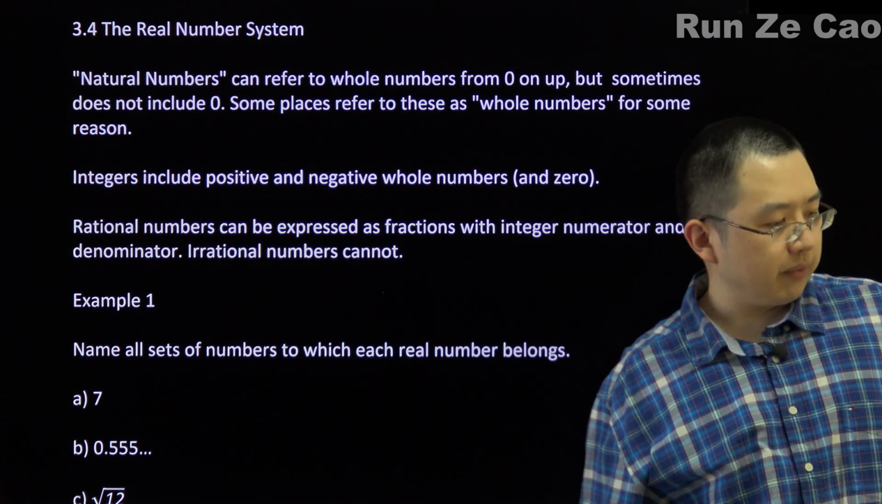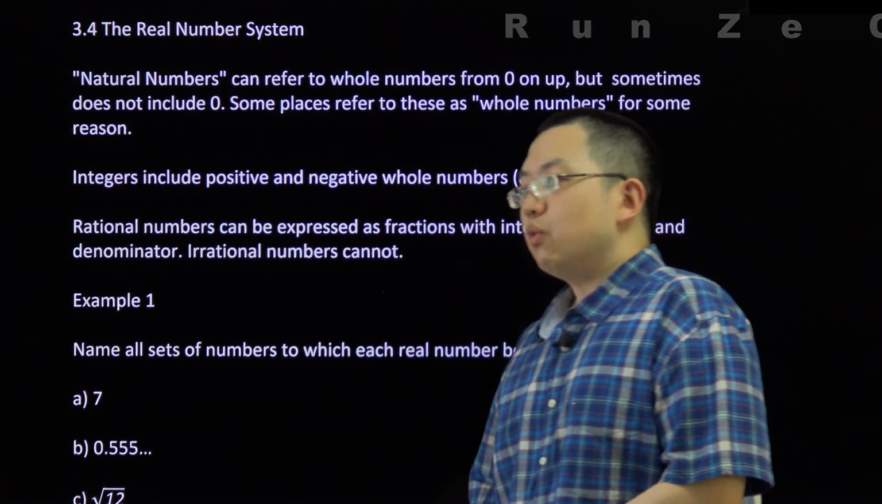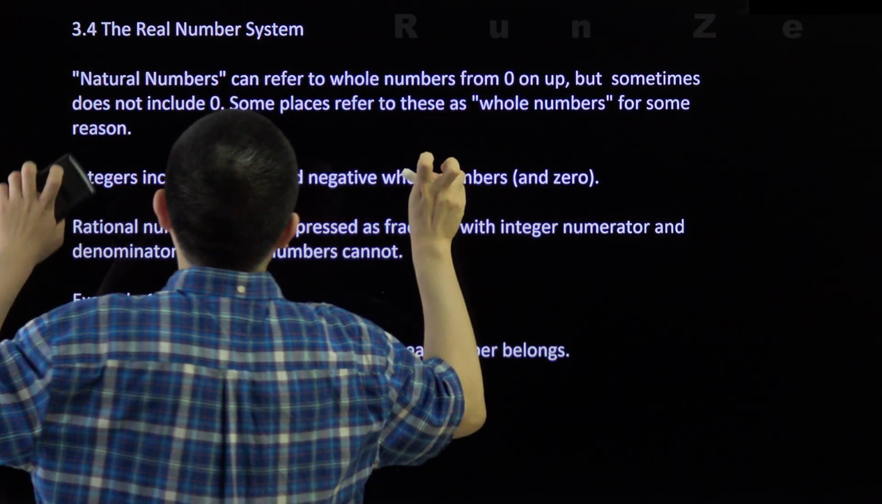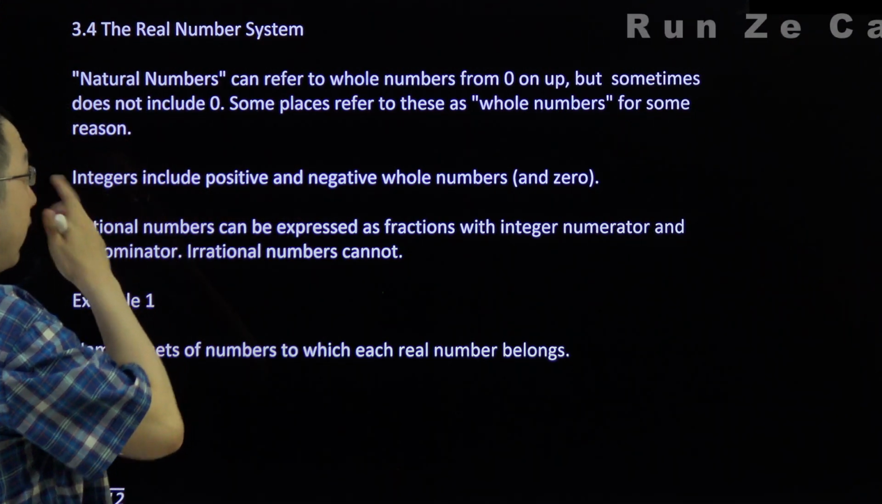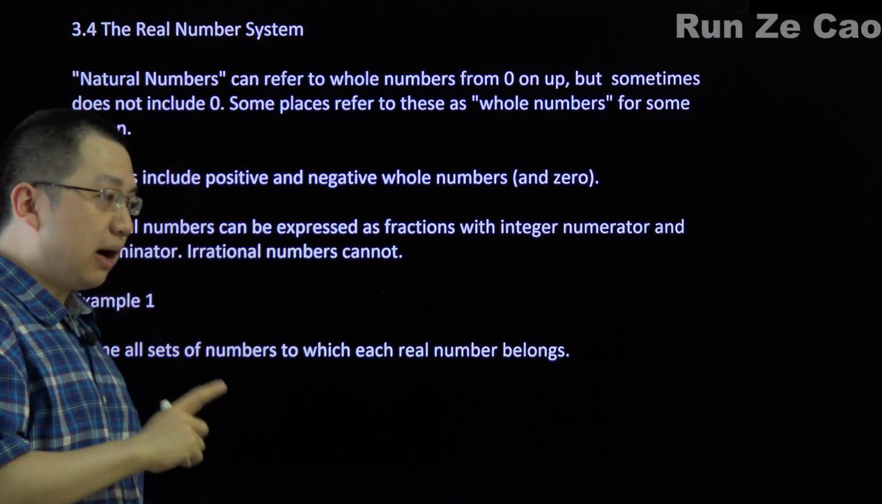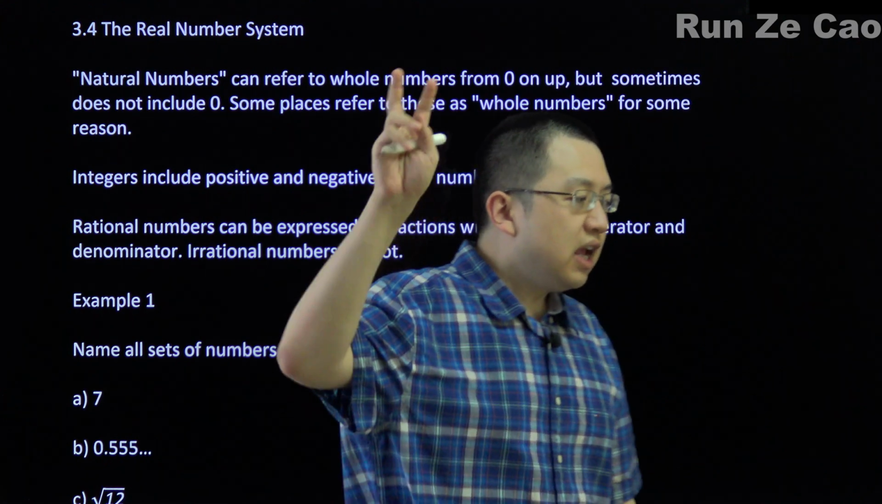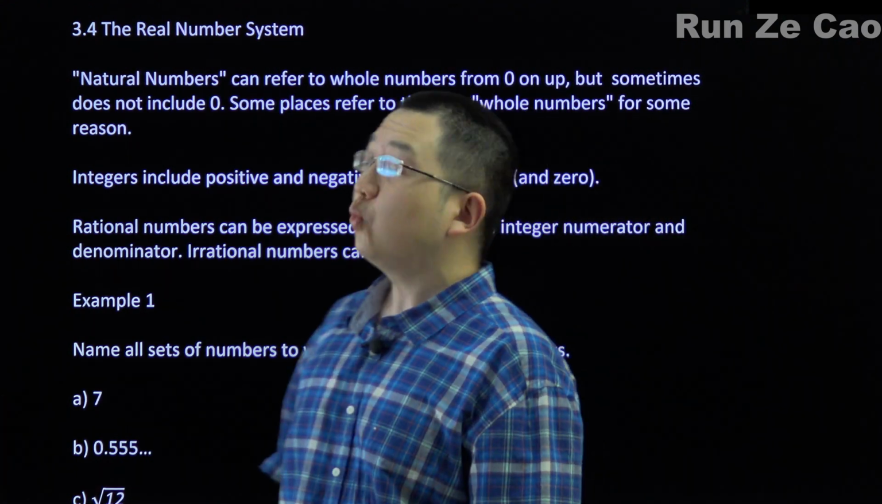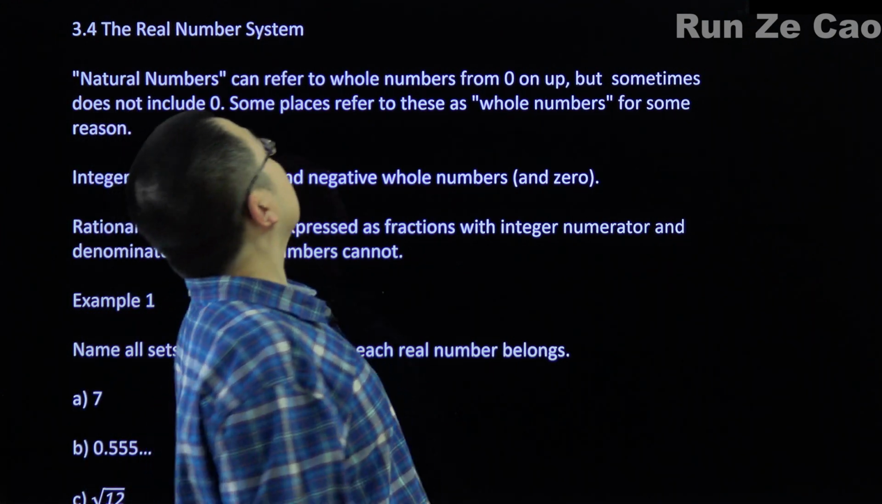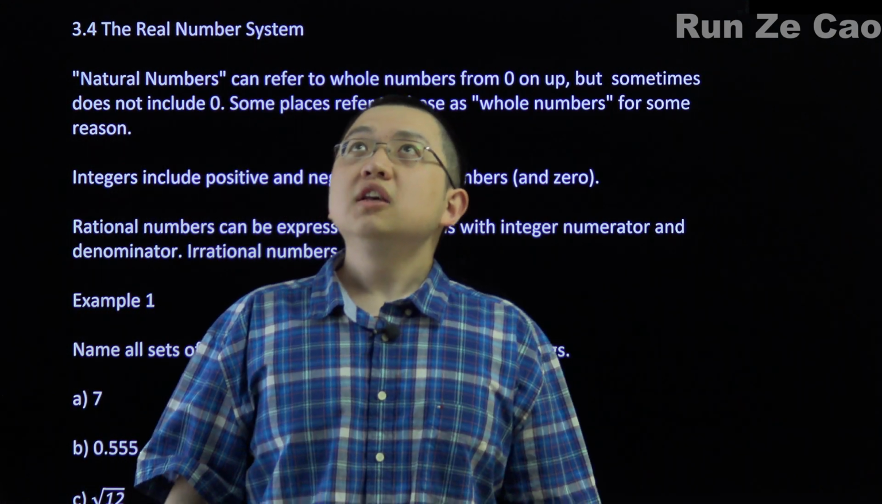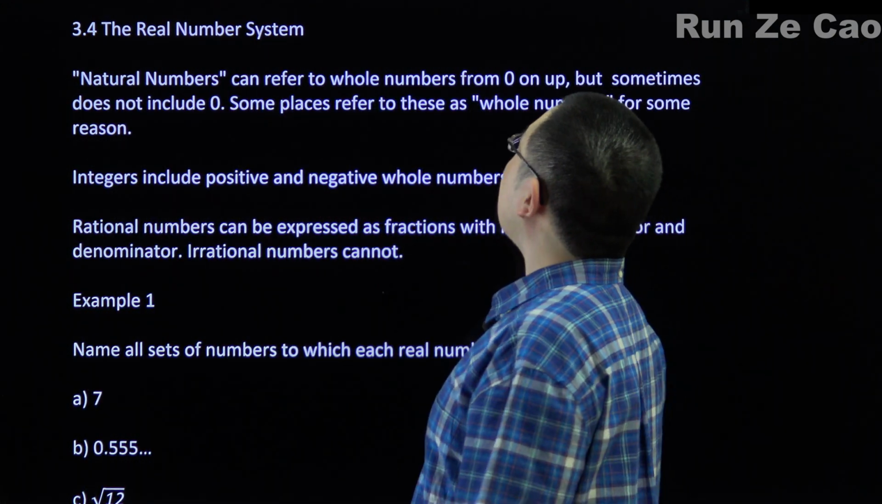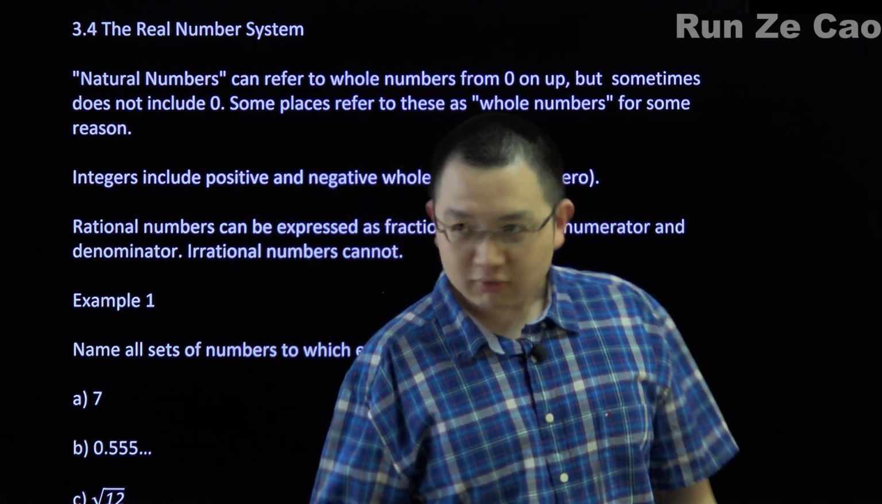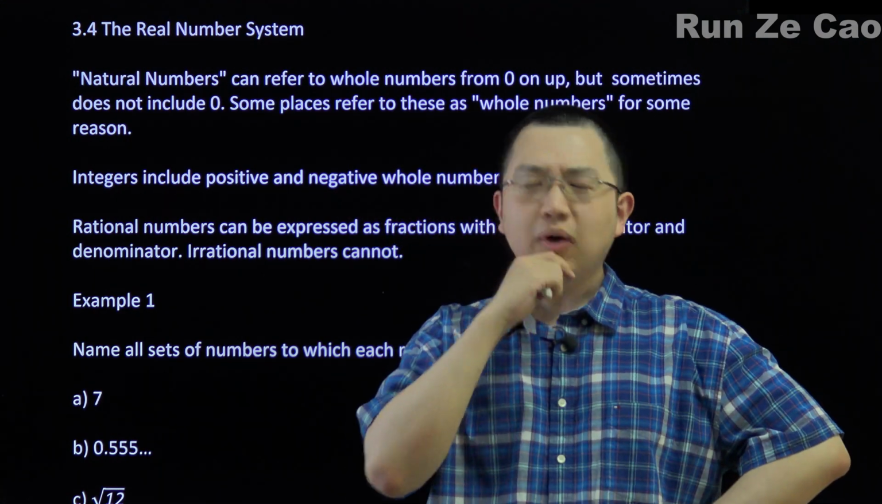Now, the real number system, what we call natural numbers, can refer to whole numbers from 0 on up, but in some conventions, natural numbers do not include 0, which is really weird considering I naturally see 0 T-90 main battle tanks in this room right now. I wonder where they all went.